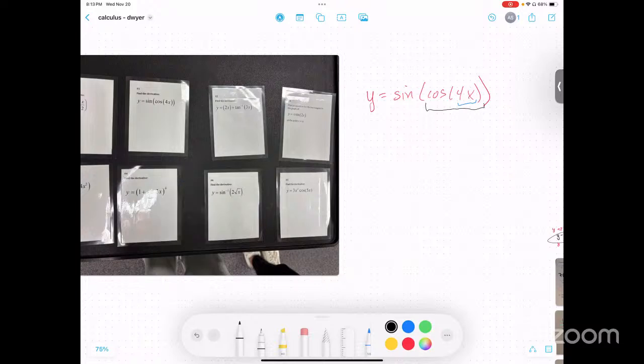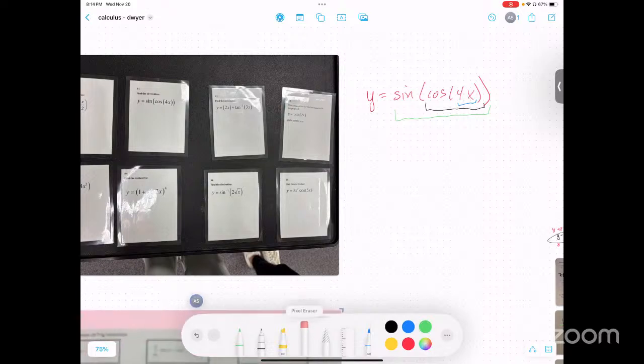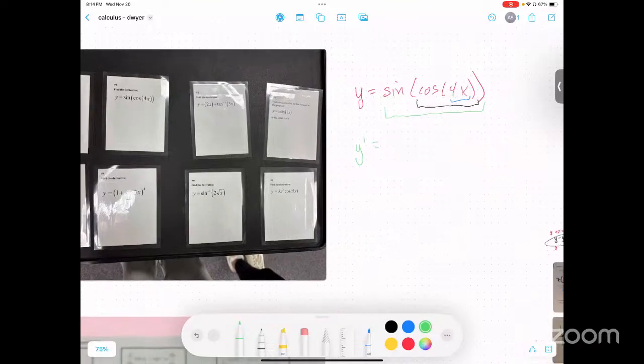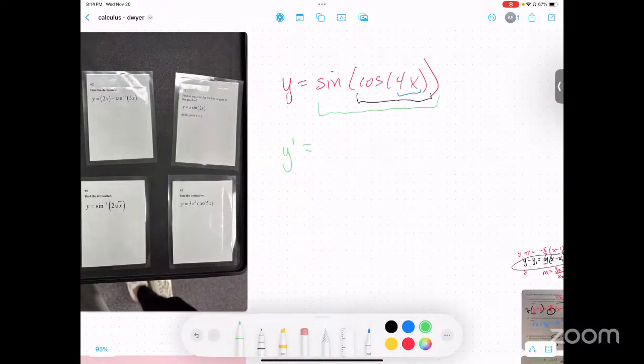Yeah, there it is. All right, so for number one we can do without the formula because we know those formulas. There are three different functions here, right? So you're going to have to use the chain rule twice. So we take the derivative of the outermost function. I'll just write y prime equals. Can you see what I'm doing? Yeah. Okay.